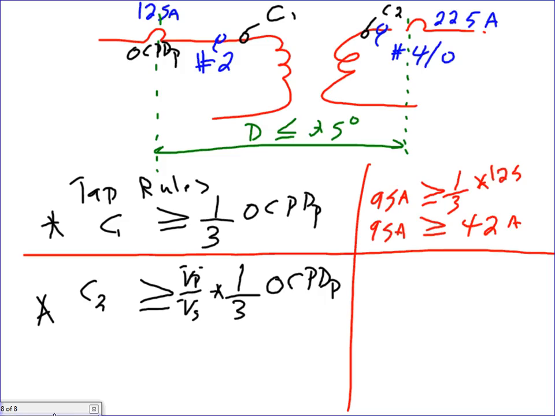The second rule. Let's do the second rule. What's the amp for 4/0 under 75, guys? 230. Here's a 230 amp. It must be equal or less than. What's the primary voltage? 480. What's the secondary voltage? 208. Times 1/3 times 125. Okay, do the math.